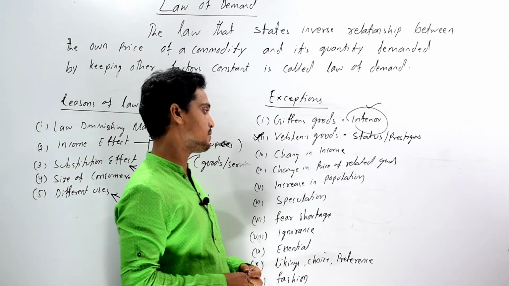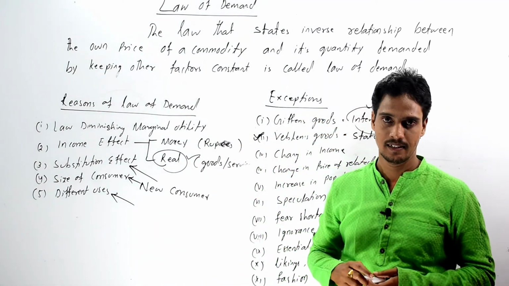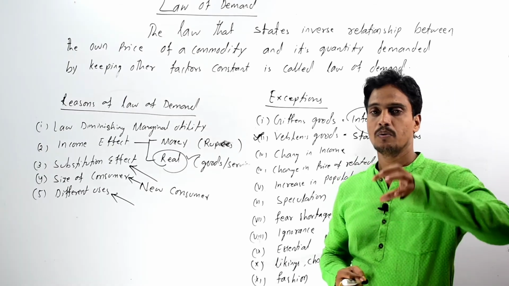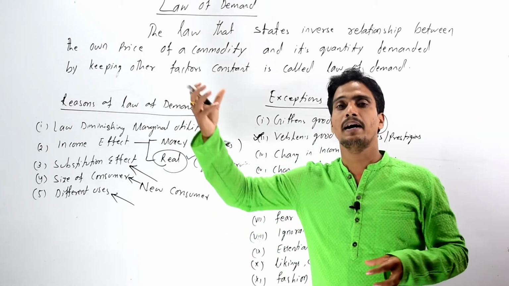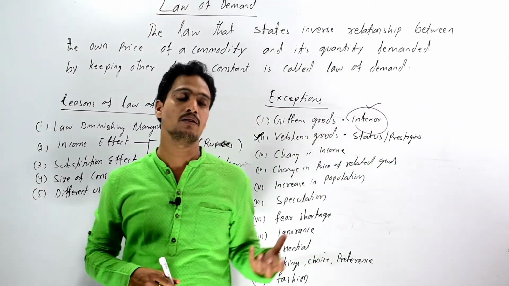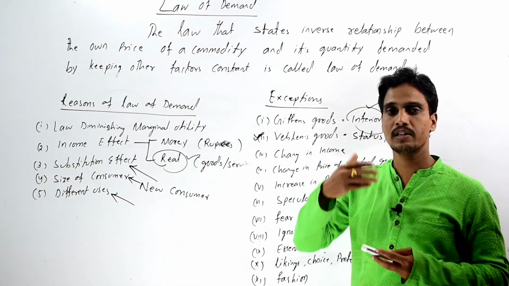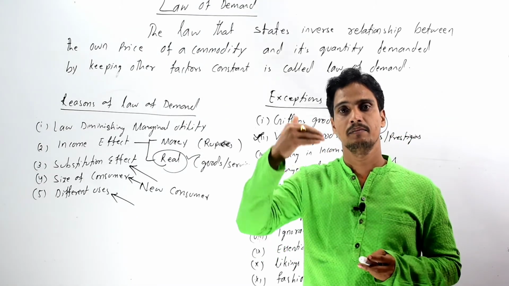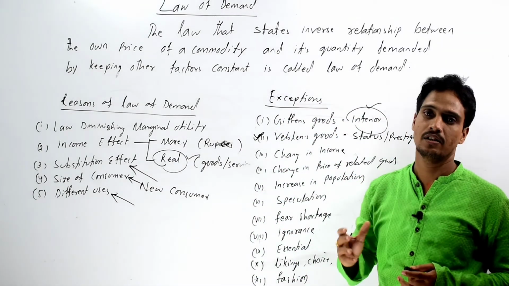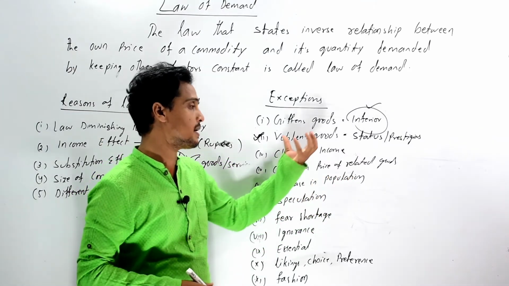Then come to our next exception, which is change in the price of related goods. That means when the price of the related goods changes, the other goods may be demanded, whatever may be the price. That means when the price of a commodity increases, but the demand of another, related commodity increases, though there is no change in the price of that commodity. Similarly, in case of increase in population, when there is a growth in the population, the price may increase or decrease, but when the price increases, the quantity demanded also increases due to the growth in the population. So in that case, the increase in the price may not affect the quantity demanded of that commodity.